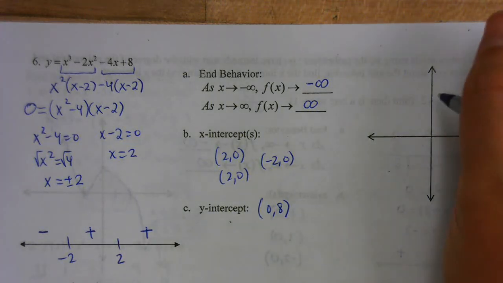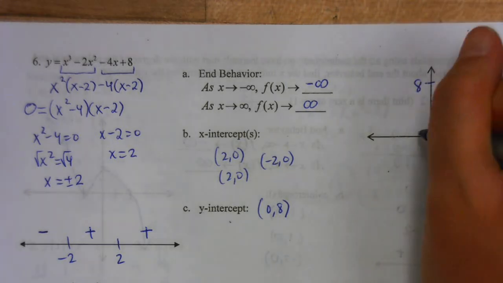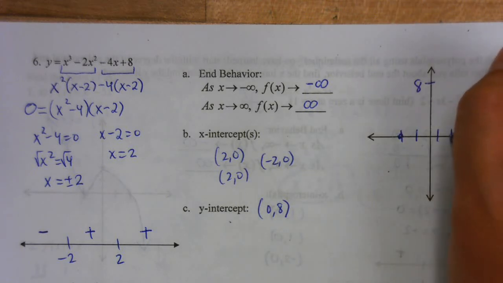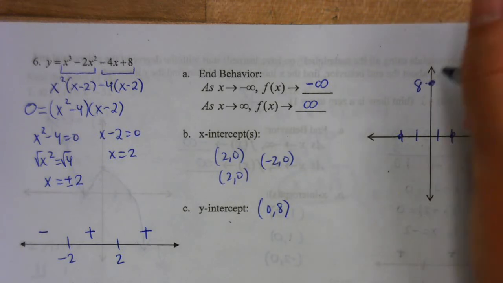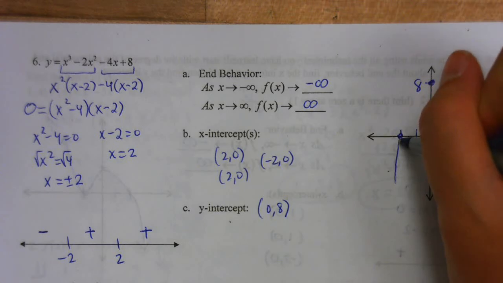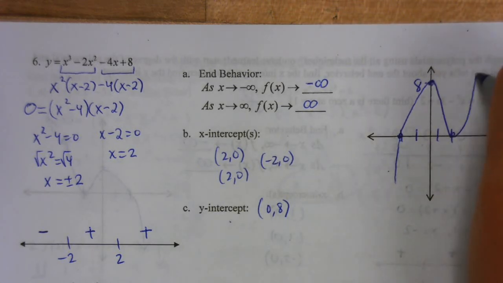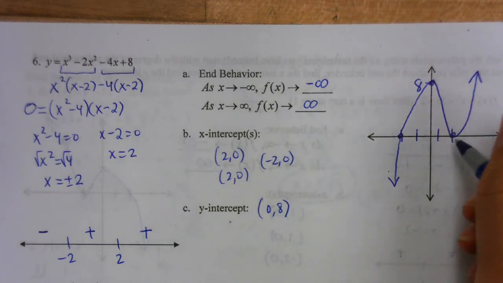So when I put all this together, we are below the x-axis, we're above the x-axis to the y-intercept, we come down to the x-axis again and shoot back up because it is a double root. It looks like a parabola from there.